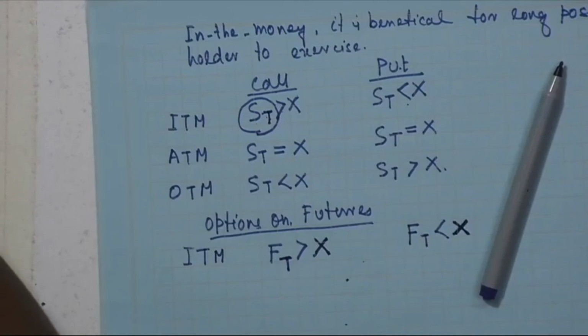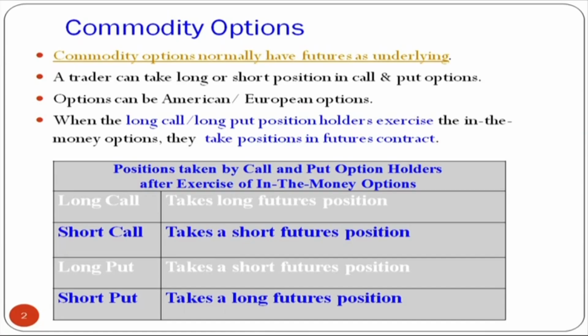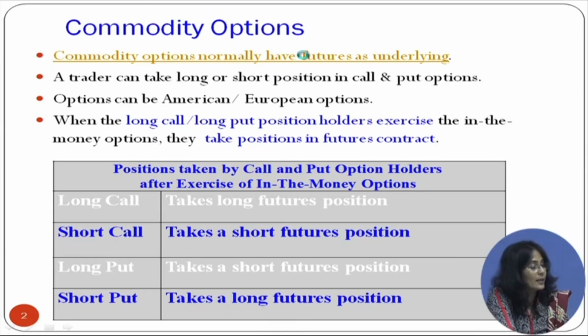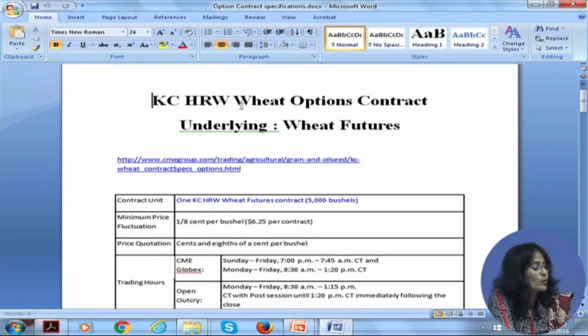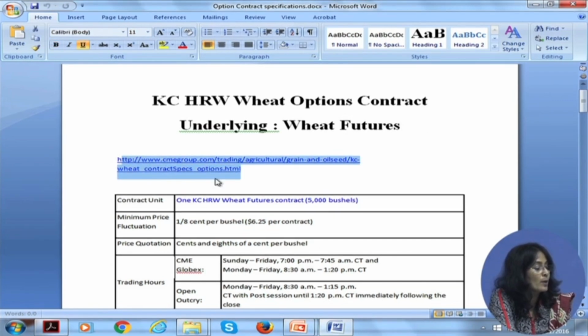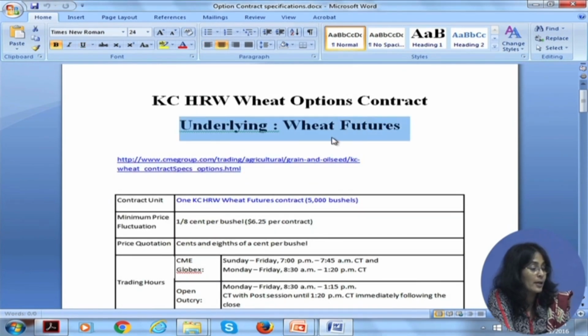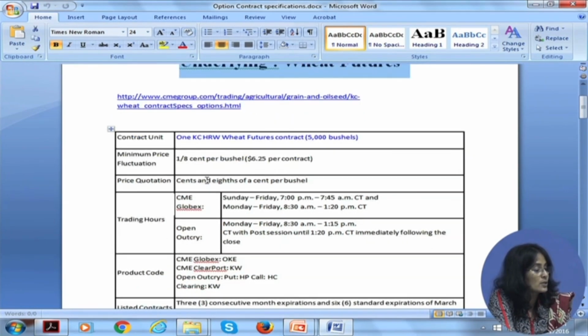Now let's go to R. Let me take you to this link. Please see this one. This is the wheat option contract offered by CME, that is Chicago Mercantile Exchange. And please see this one, what is the underlying? The underlying is not wheat, but wheat futures. So it is also very clearly stated what the contract unit is.